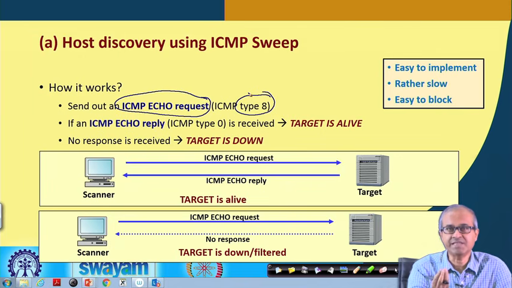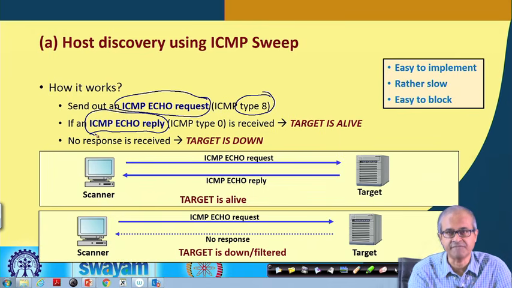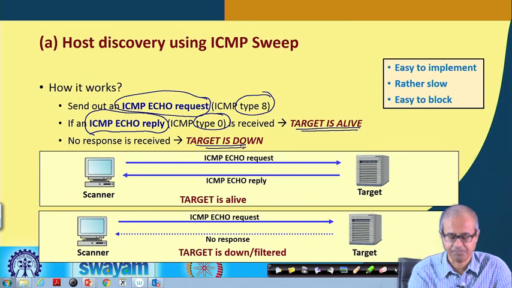The host that you try to discover, you send an ICMP echo request packet to that host. What will the host do? The host will possibly send back an ICMP echo reply packet if it is active, if it is alive, and this echo reply packet is of type 0. These are all ICMP packet types. If you receive the echo reply packet, your conclusion is that the target is alive, but if no response is obtained, then you conclude that the target is down.